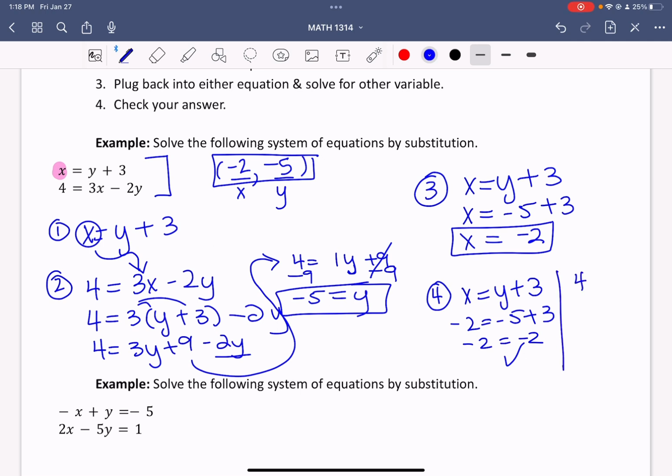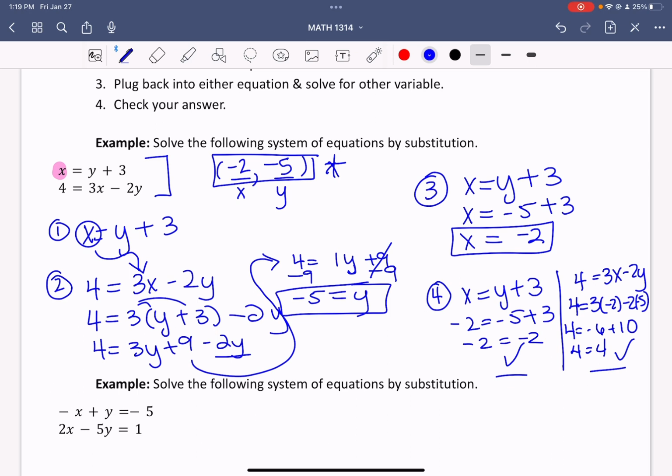I'm going to plug it into the second equation, which was 4 equal to 3x minus 2y. So that would be 4 equal to 3 times negative 2 minus 2 times negative 5. I'm just using this ordered pair. 4 equals negative 6 plus 10. So 4 is equal to 4. This is a true statement.